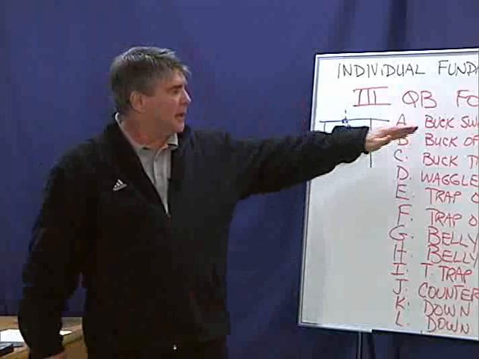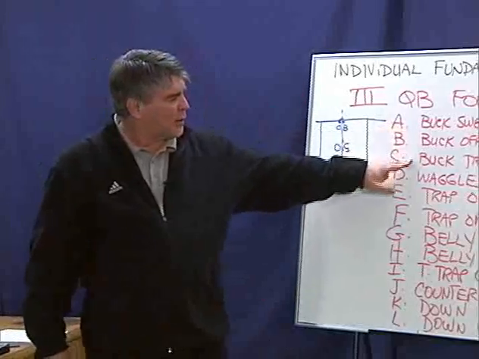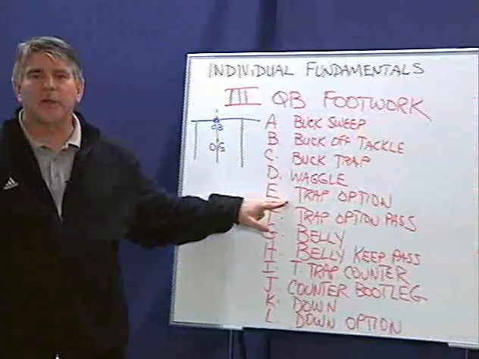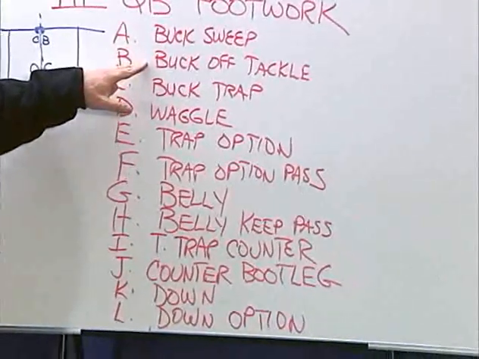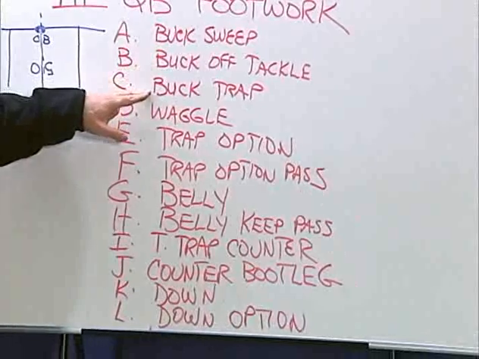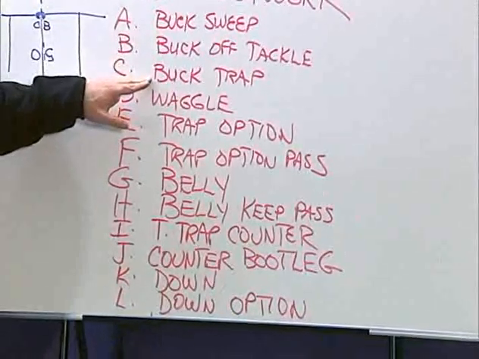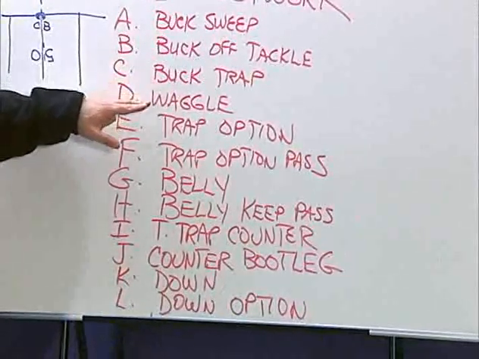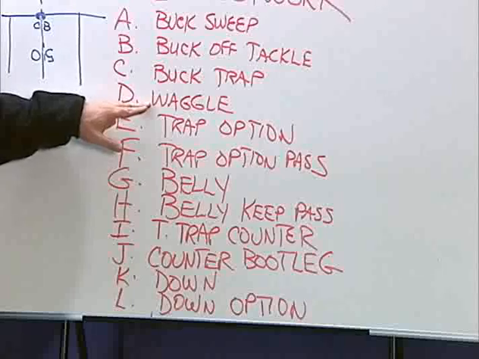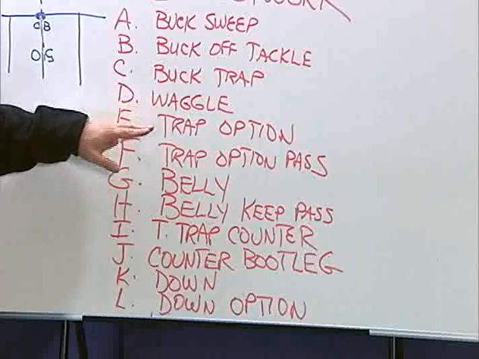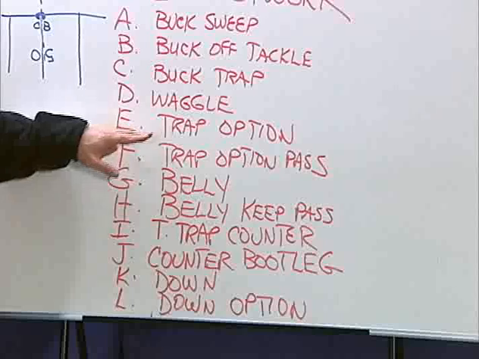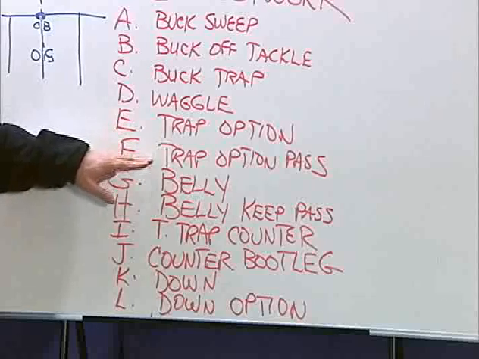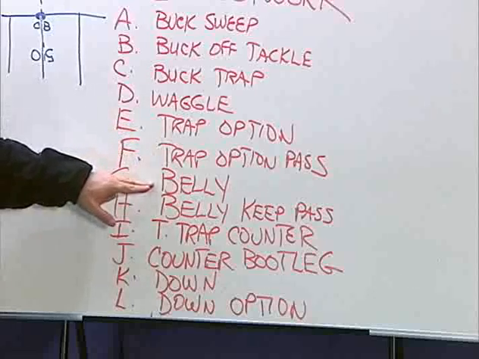Okay? And we would take the plays that are core to the wing T offense and make sure that we drill those the most. The buck sweep, the buck off tackle play, which I call 22 and 28, the buck trap, which is the fullback up the middle, 24 and 26. The waggle, which is off the buck series, 21 and 29 waggle. The trap option, which is part of the buck series as well, 61 and 69 trap option. The trap option pass. The fullback belly, which is 83 and 87.